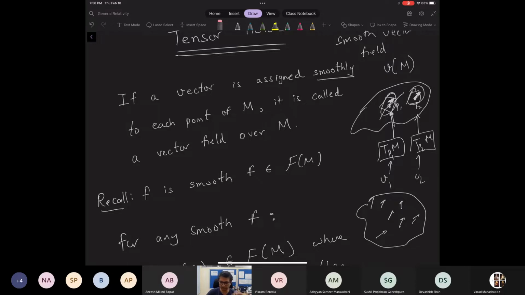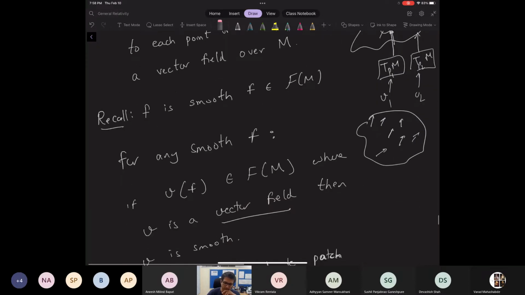But now we'll define a notion of what is called smoothness of assigning this vector. If you recall the definition of a smooth function, not a smooth vector, a smooth function was one which was defined such that, sorry, I won't recap the definition.